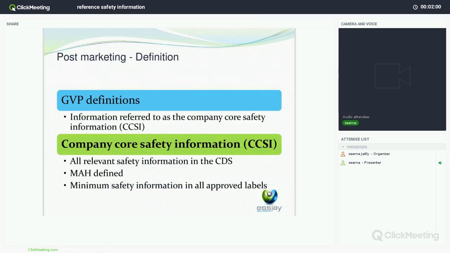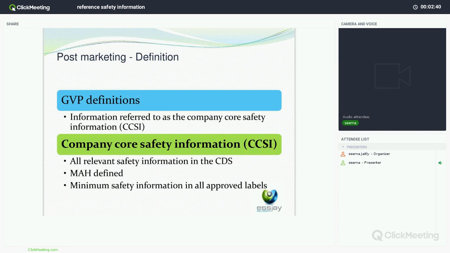So looking at post-marketing first, if we look at the definition from a GVP perspective, we have a definition of the reference safety information as being the company core safety information, or CCSI. This is included within the core data sheet, and it's the relevant safety information within the core data sheet. This is an MAH defined document, so it's put together by the company and contains the minimum amount of safety information that should be available in any approved label globally. And it's acting as a baseline for safety data review within the organization for a medicinal product.